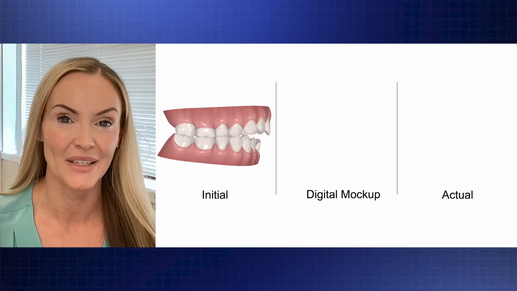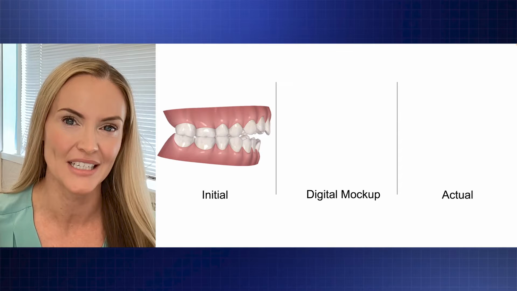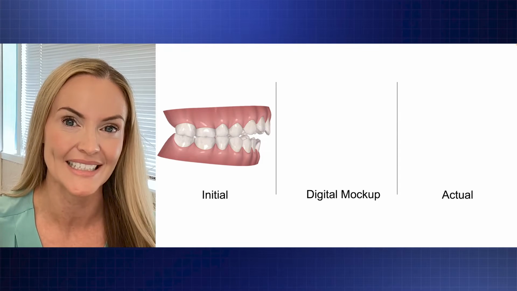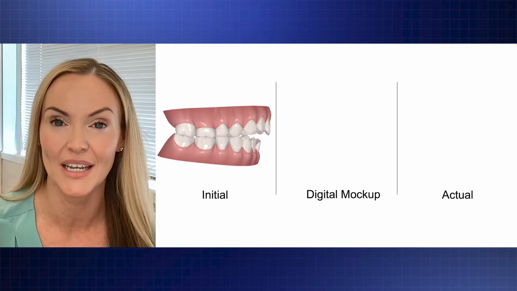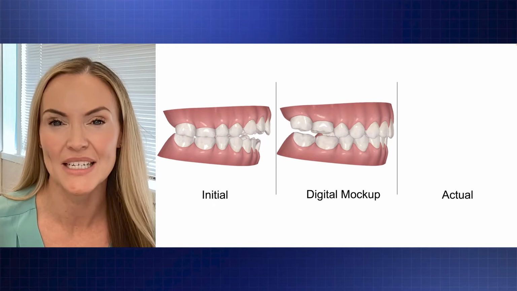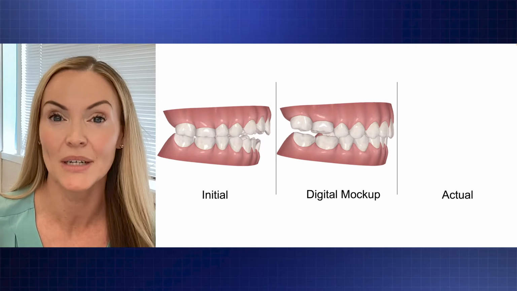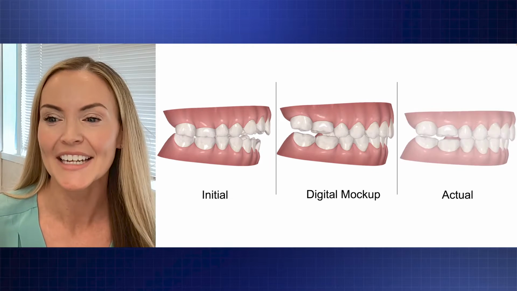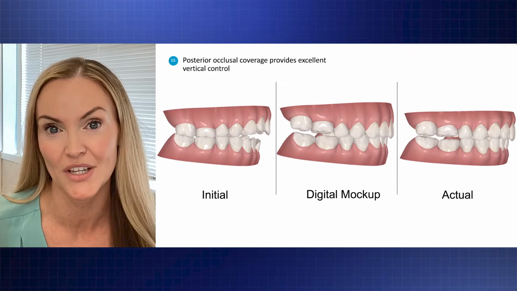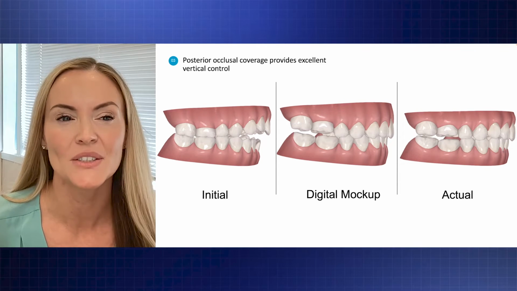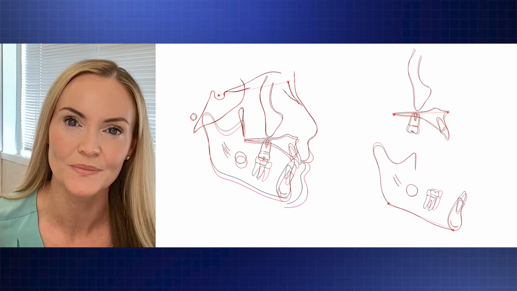We also have the ability to treat patients such as open bites by intruding teeth a bit more effectively than we can with fixed appliances because we have occlusal coverage. So in this example, I have a patient with an anterior open bite. In my digital mock-up, I intruded the posterior teeth, as well as a little bit of anterior extrusion. And as you see my patient's actual outcome, I really did achieve the intrusion that I planned in my workup. So that posterior occlusal coverage provides excellent vertical control.